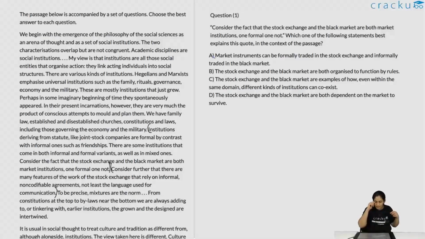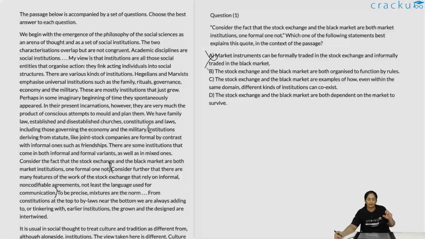The reason why it is used there is to show that one format of institution is a formal institution, and one format of the institution is an informal institution. So this changes it into the way it is traded and not how the institution is defined in itself. So A is incorrect.